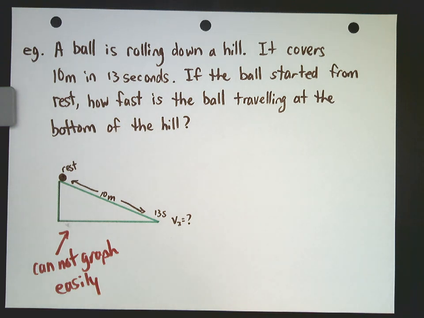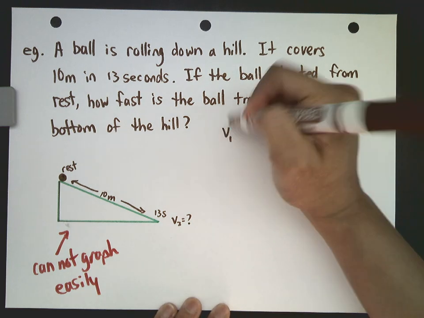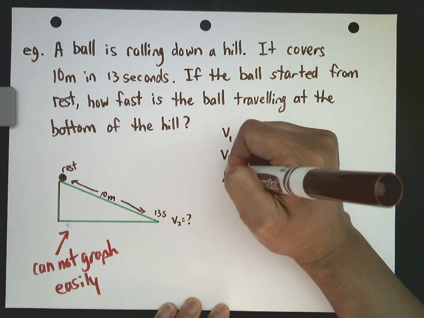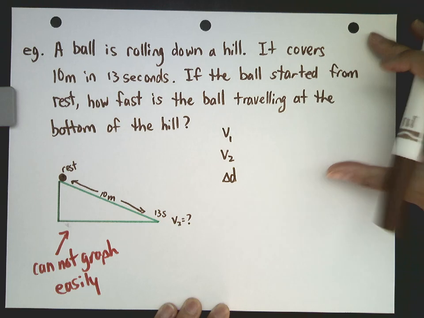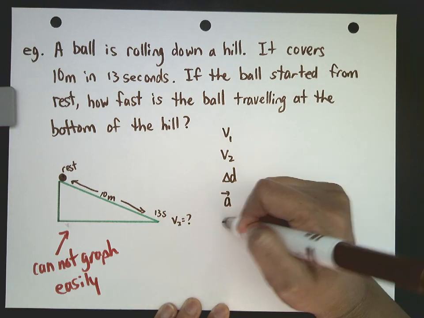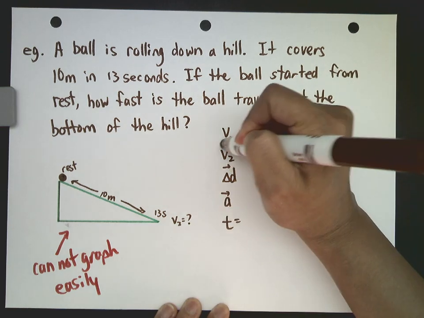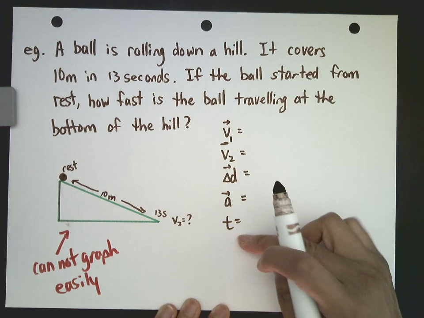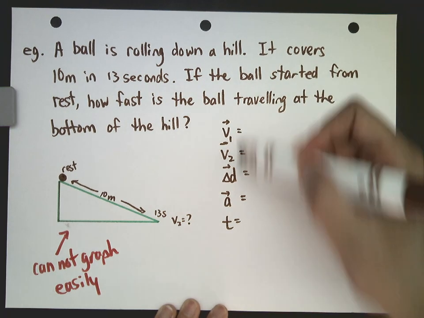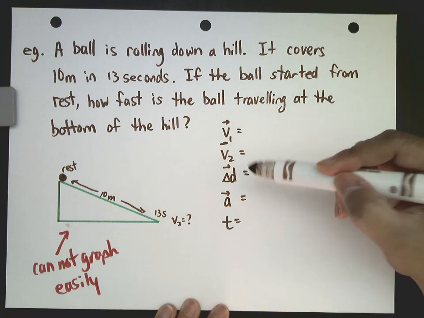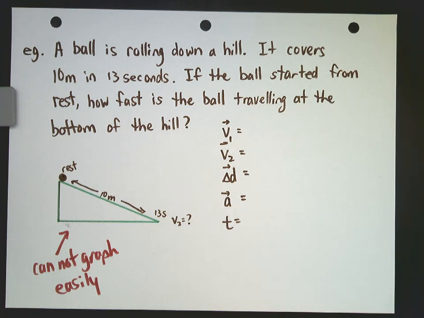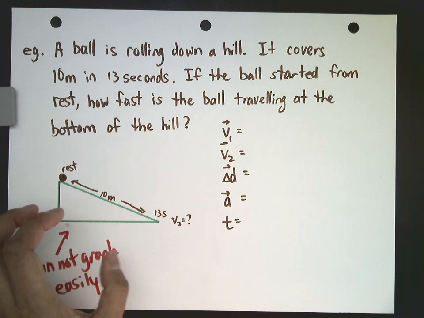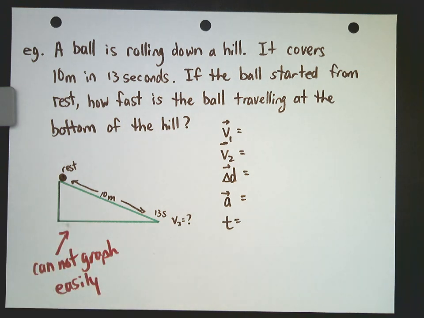First off, what you need to do is list your variables. Every time I start a question like this, I always list the same variables over and over again. You don't have to follow the same order, but it's just out of habit for me: V1, V2, D, A, and T. And also a little picture of the question, a little drawing or sketch, helps with the understanding.